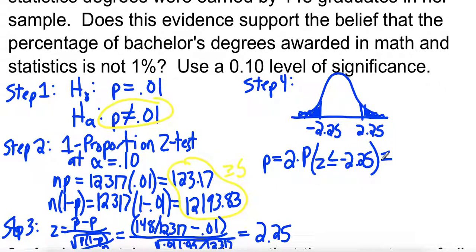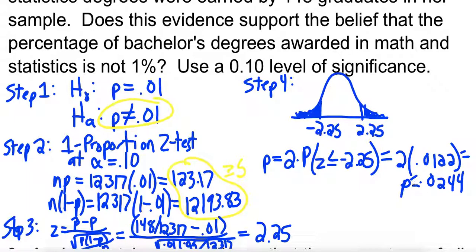Okay, if you're looking it up in the table, it's that table A, you'll look up that negative 2.25, find the area under it, and you're going to double it. If you're using your calculator, this is a normal CDF. Your lower bound is negative infinity, upper bound is negative 2.25, mu is 0, standard deviation of 1. Either way, you're going to get something really close to 0.0122. Again, could be a slight difference, whether you use your calculator or the table. And when you double that, you get 0.0244. So this is our p-value.